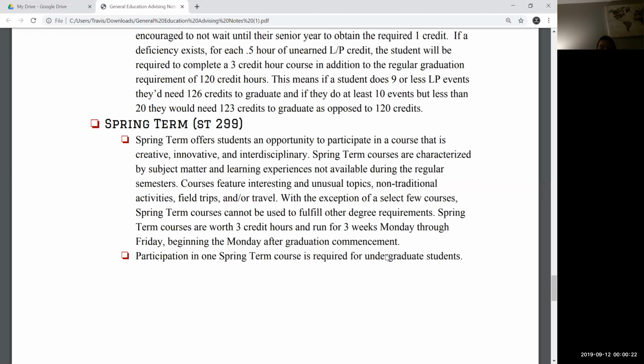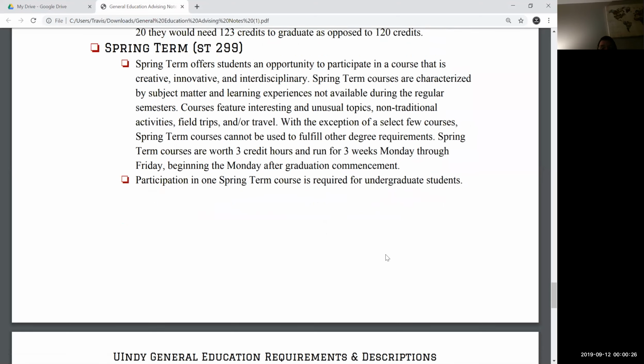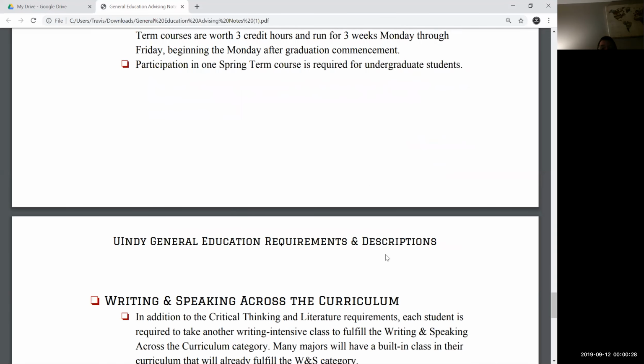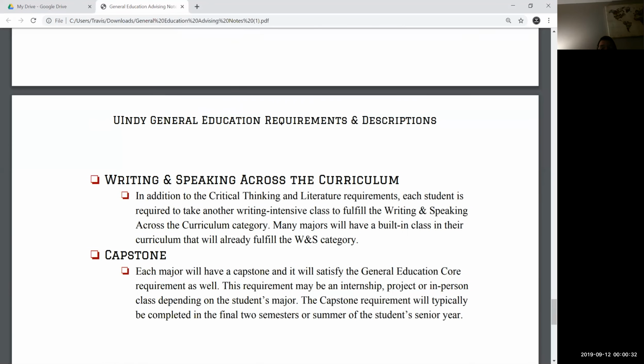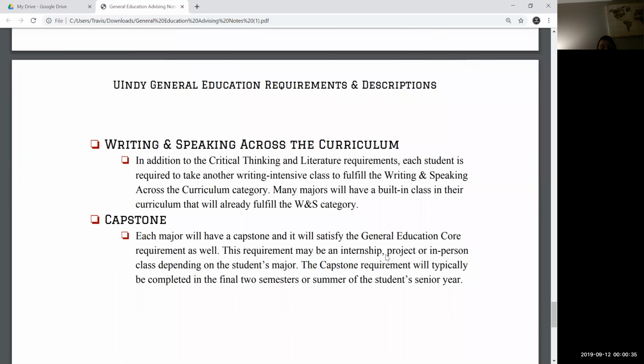If you don't do spring term, it's the same thing. There's a 3-credit penalty, so your requirement goes from 120 to 123. So if you don't do LP at all, and you don't do spring term, you need 129 credits to graduate instead of 120. So just make sure you do them.